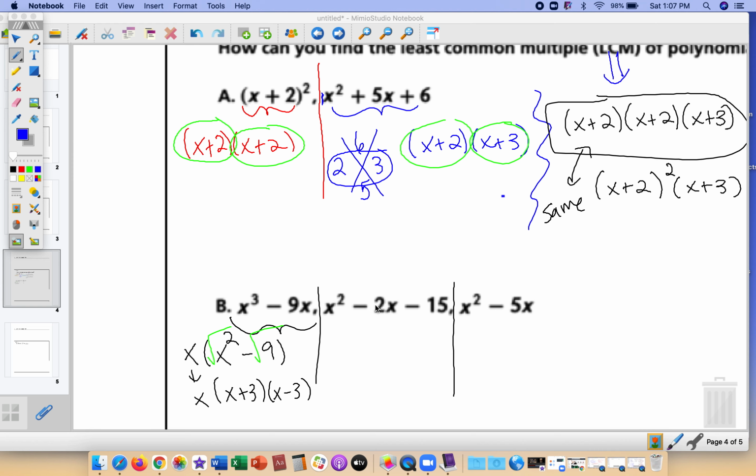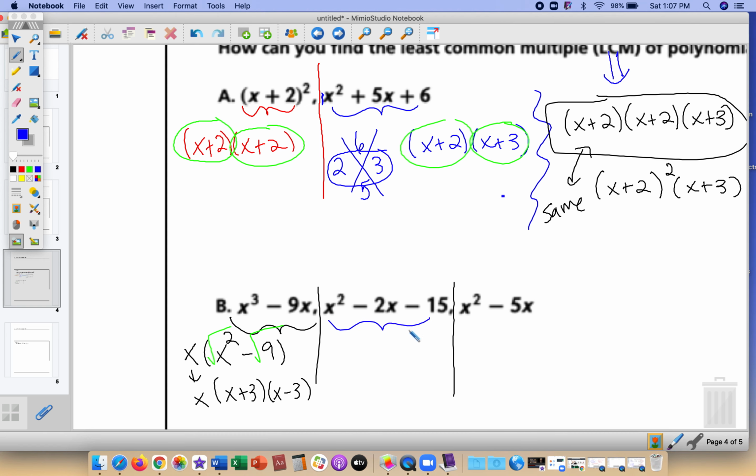If we do the center, so in the center, this is a trinomial. What factors multiply to negative 15, a times c that add to b. So we know it's some combo of 5 and 3. If they add to negative 2, the 5 has to be negative. So we'd have x minus 5 and x plus 3. Then for the last one, there's a GCF of x, and then we're left with x minus 5.